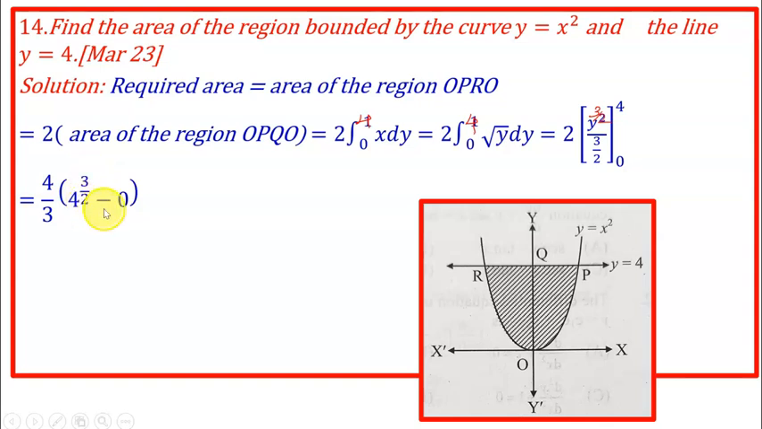4 raised to 3 by 2. Then the y is replaced by 0 minus 0. Okay, 4 raised to 3 by 2 means what? Again 8. Okay, therefore here 4 by 3. 4 means what? 2 raised to 2, the 2 gets cancelled. 2 raised to 3 means what? 8. And hence here the answer is 4 into 8 means what? 32 upon 3 square unit. Okay, and this is the area bounded by this parabola and the line y is equals to 4.